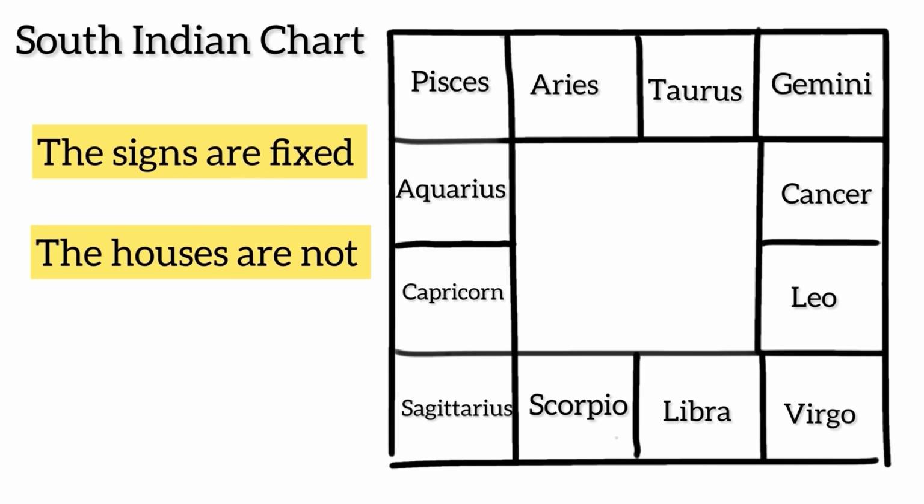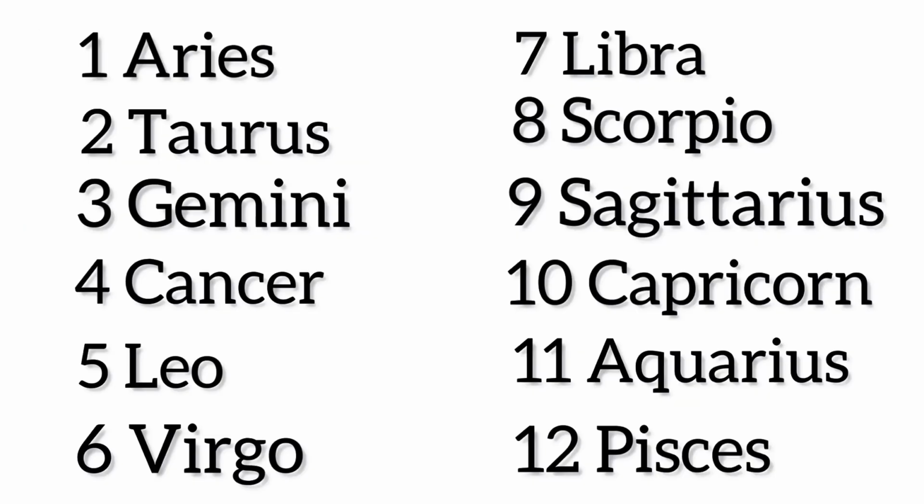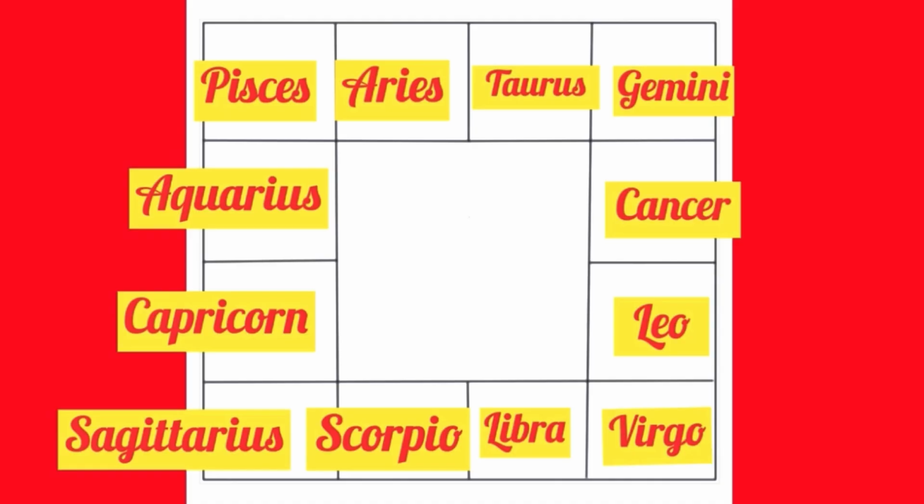But you need to remember where the signs fall here, because usually these boxes are blank when you see them on a software or an astrologer using them. So you need to remember where the signs fall when you're looking at a South Indian chart, because they never move. So when you know the signs Aries, Taurus, Gemini, Cancer, Leo, Virgo, Libra, Scorpio, Sagittarius, Capricorn, Aquarius, Pisces, you can see right here, this is the order they always fall in in the South Indian chart. They never change. The signs always stay in the same spot.